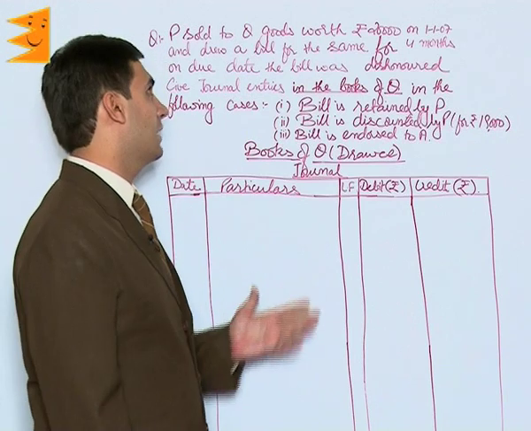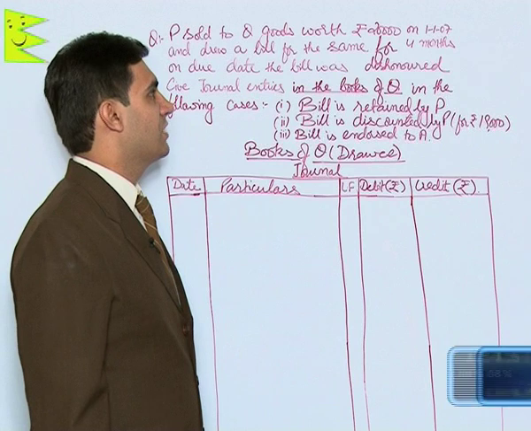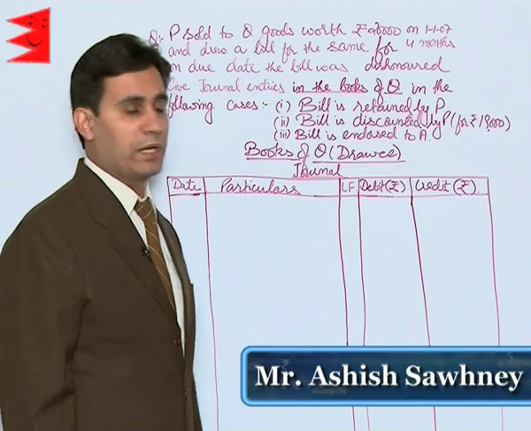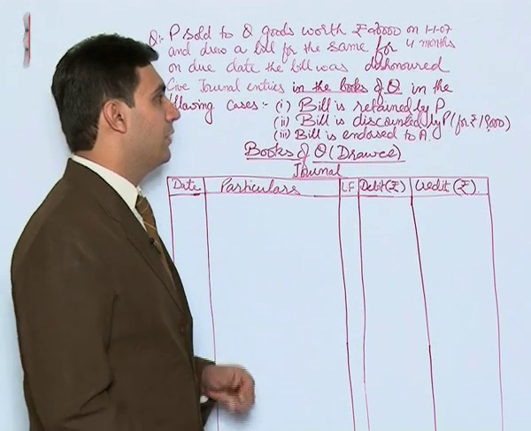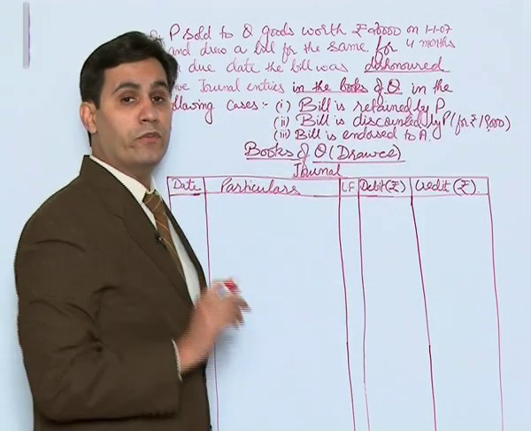Now continuing with the same question, that is P sold to Q goods worth rupees 20,000 on 1st January 2007 and drew a bill for the same for 4 months. On due date, this bill was dishonored. Give journal entries in the books of Q.